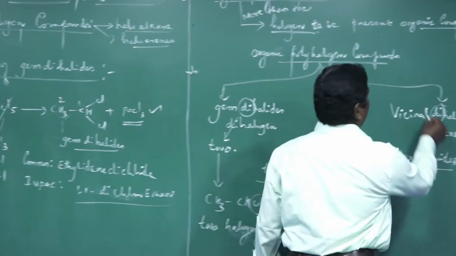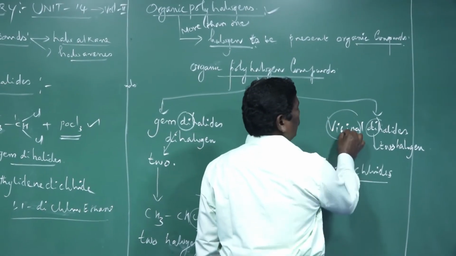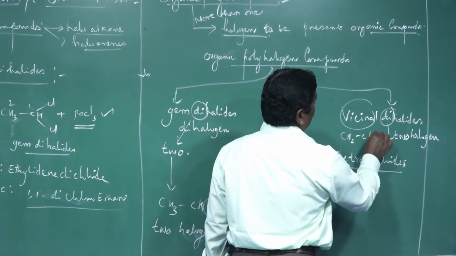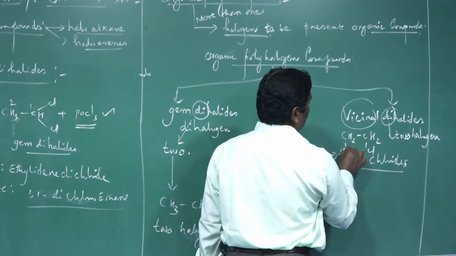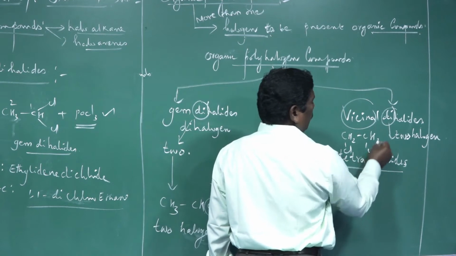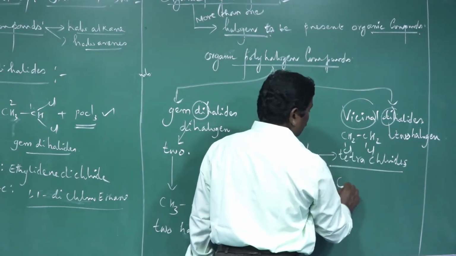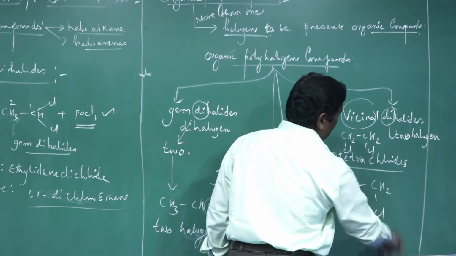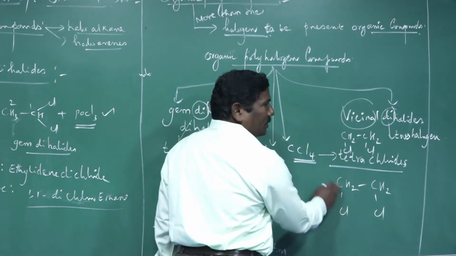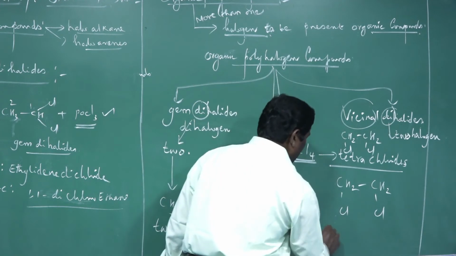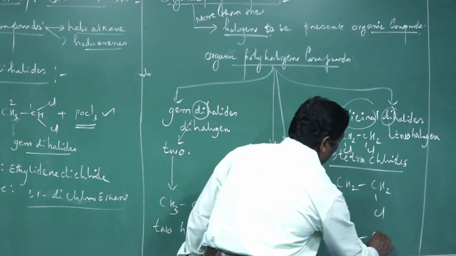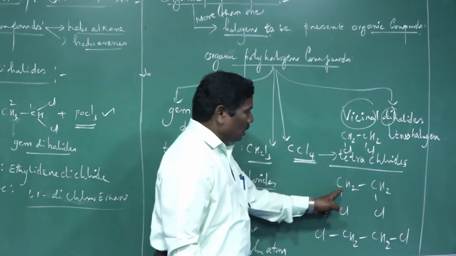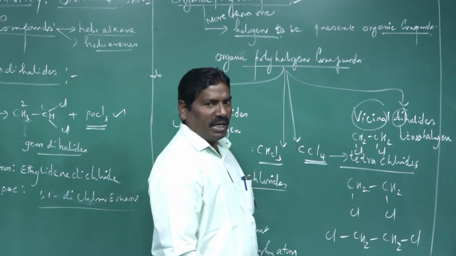But here in vicinal dihalides, I am going to give the example. CH2Cl, CH2Cl. Now write the structure for this compound, CH2Cl bond CH2Cl. You can write it in this form, Cl bond CH2 bond CH2 bond Cl. Either this mode or this mode, both are the same in meaning.